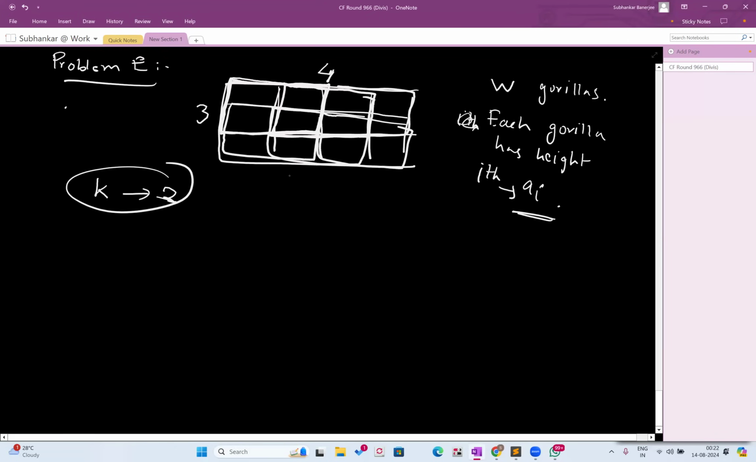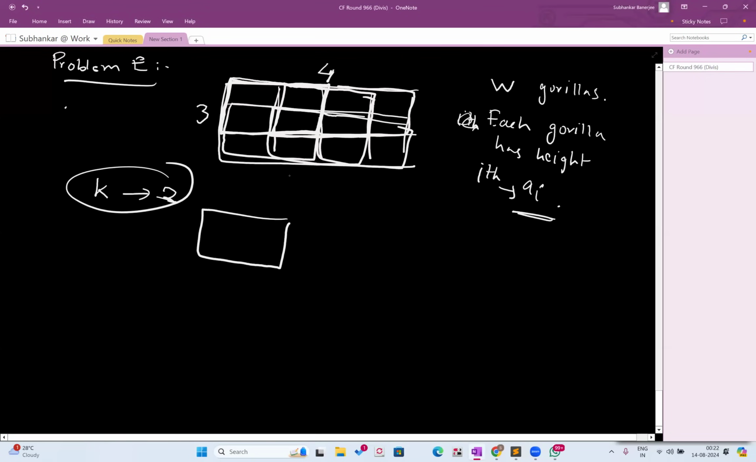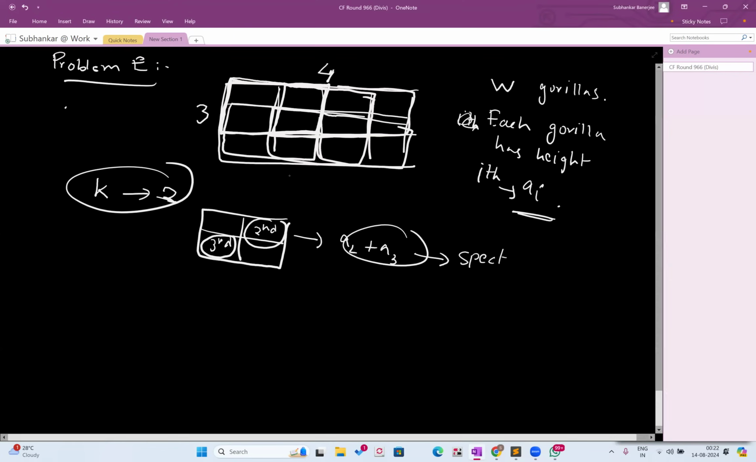So we have to check over all the subsquares. Suppose this subsquare has some of the gorillas. This has the second gorilla, this is the third gorilla. The sum of the heights of the gorillas present in this subsquare will be the spectacle of this subsquare. This is the value of the spectacle of the subsquare.